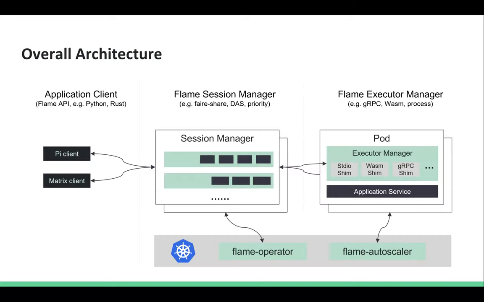In Flame, this is the overall architecture. On the left side, we have the application client. In this case, we are going to have a Flame API. It provides a different language interface, currently the Python API and Rust API. Based on this API, we can create different clients. One case is using the Monte Carlo simulation to calculate the value of pi. Another is multiplying two matrices for the client. I'm going to demo these two parts.